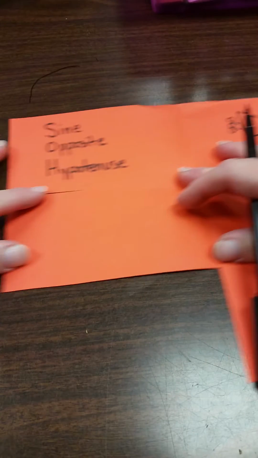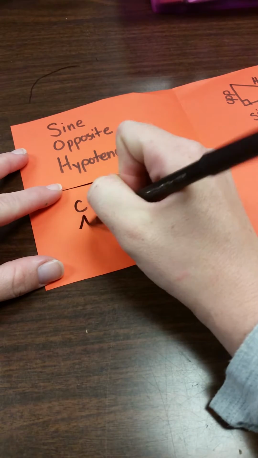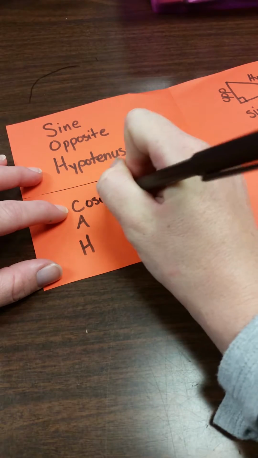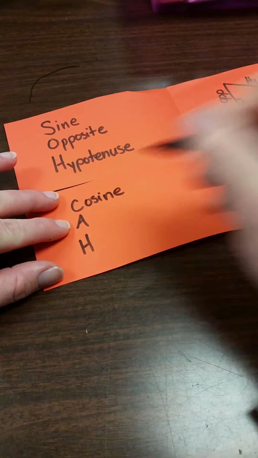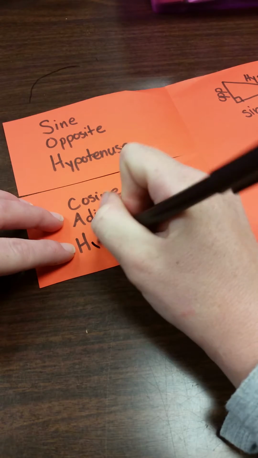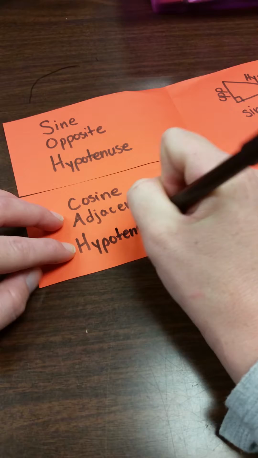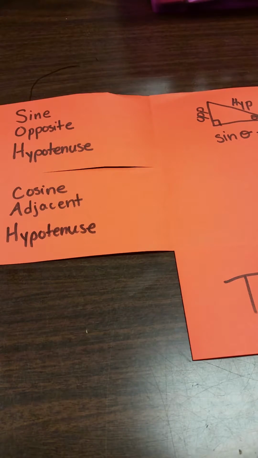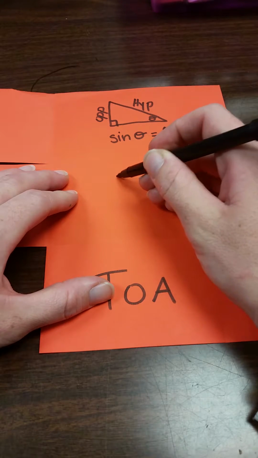All right, the next one is cosine. So we're going to write our letters, C-A-H, for cosine. The A stands for adjacent, and the H stands for hypotenuse. Cosine is adjacent over hypotenuse. We're going to draw the same right triangle.